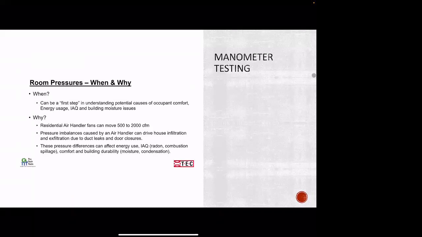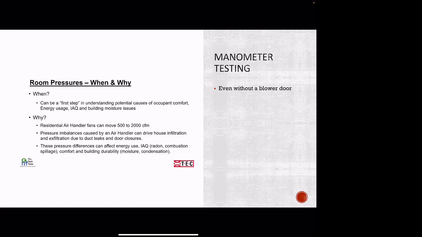So, manometer testing. When and why? I can do it without a blower door. It can be a first step in understanding potential causes for the homeowner's comfort, maybe even energy usage, air quality, building moisture issues. There's a lot that you can do with this little manometer here.